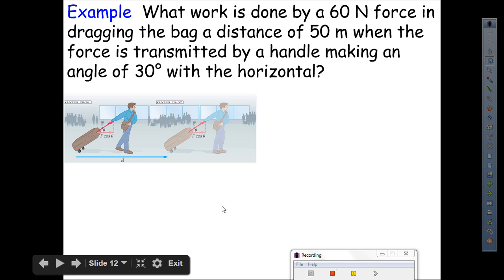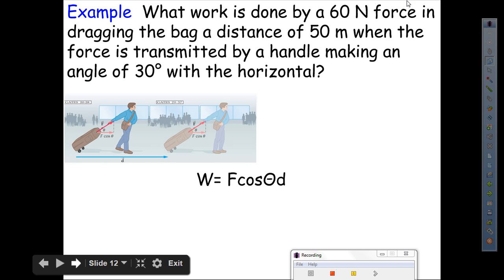Alright, this one says what work is done by a 60 Newton force in dragging the bag a distance of 50 meters when the force transmitted by a handle making an angle of 30 degrees with the horizontal. So let's see if it works it out. So there's our formula. W equals F cosine theta D.